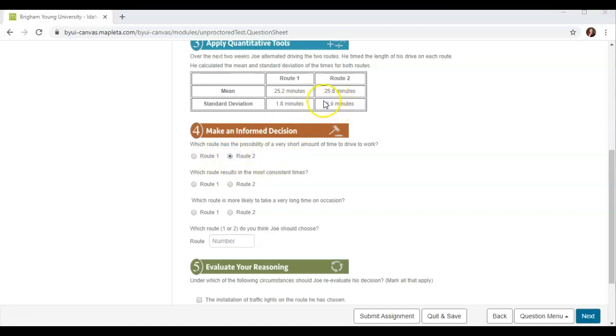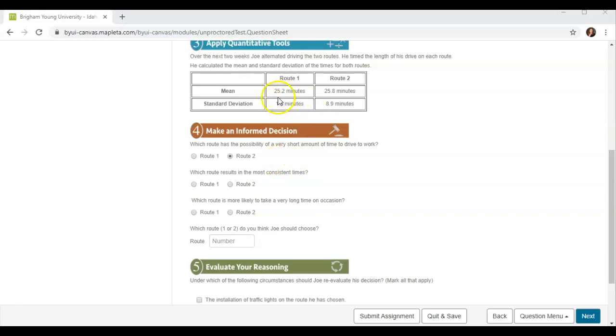and a very high possibility of a high amount of time to drive to work. Because of the higher standard deviation, there's a much wider spread, so they aren't as close to the 25.8. The next one, which route results in the most consistent times?